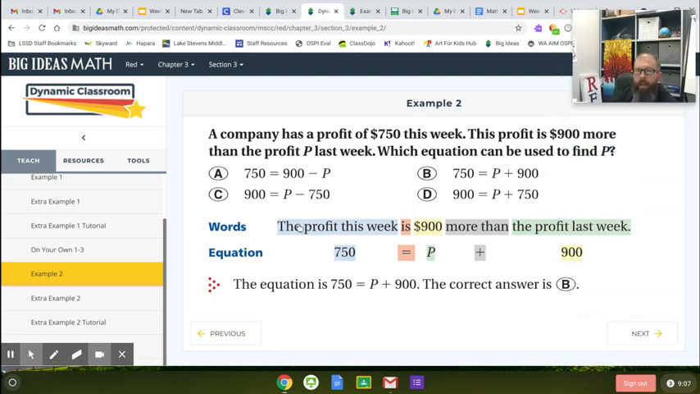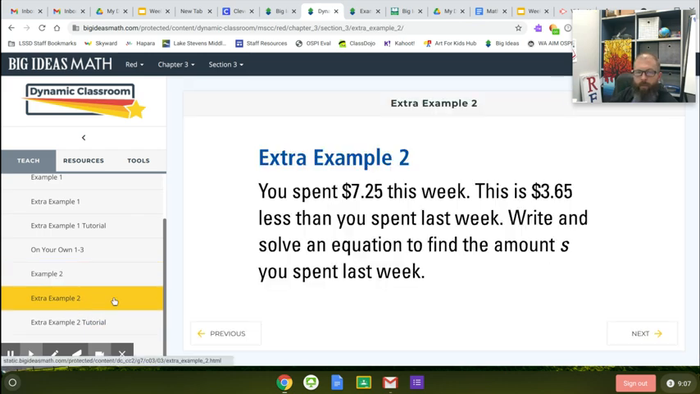So I would keep this handy because we want to remember what these words tell us in these stories. So if the profit this week here is our equal sign, more than is plus, and then write it in words, and then you can get the equation. So here we're not even trying to solve it, we're just trying to get the equation to solve it. Okay, let's take a look at another one.